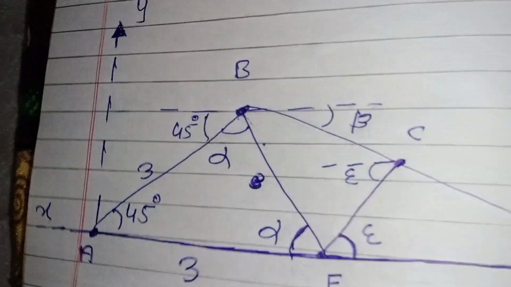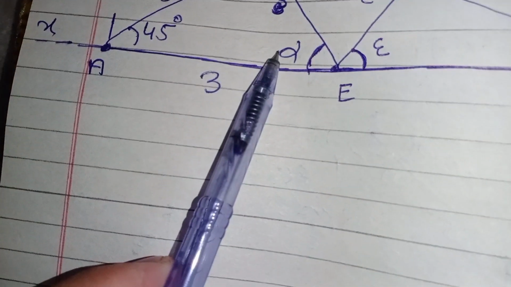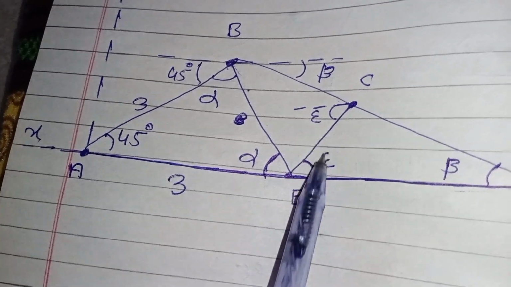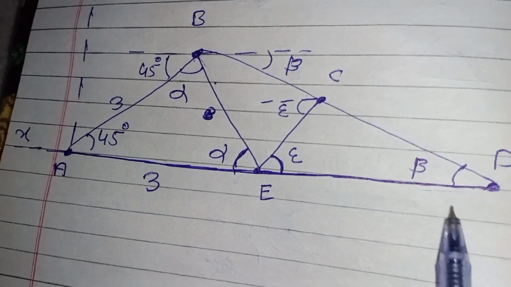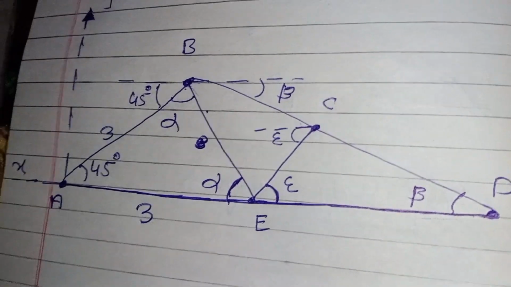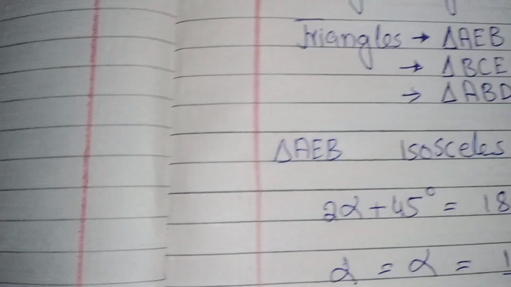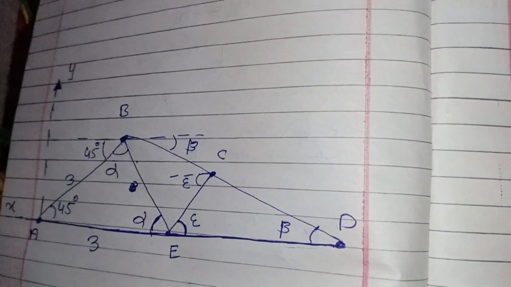Okay, and the next step, after the free body diagram, is finding the missing angles. This is a missing angle, this is also a missing angle, and this is beta. They are not shown in the question, so we have to find all these angles. We have three triangles in this loaded truss.